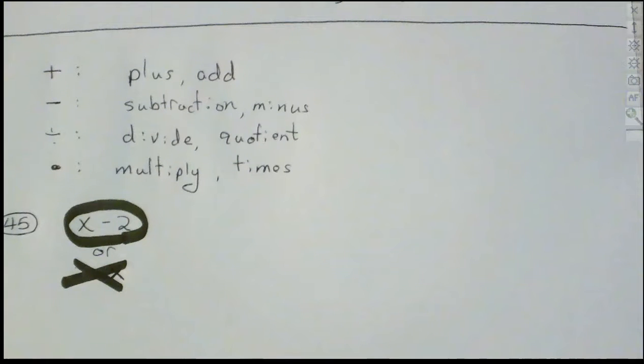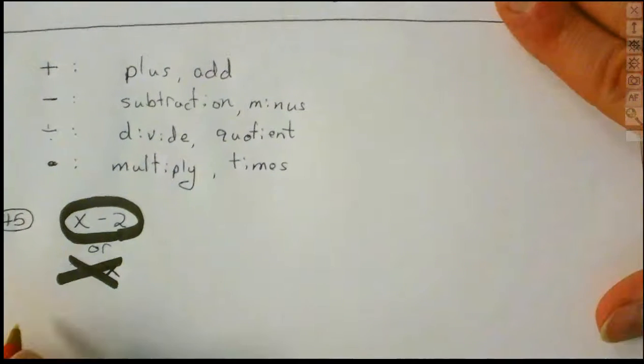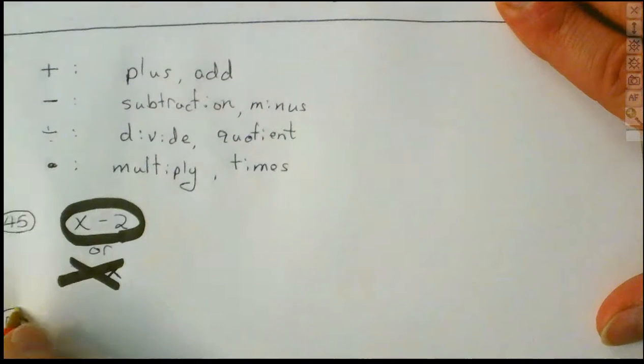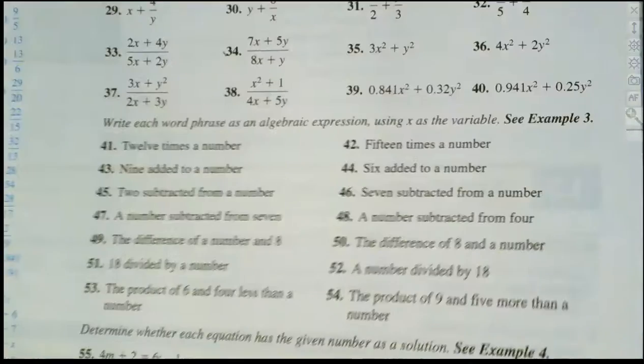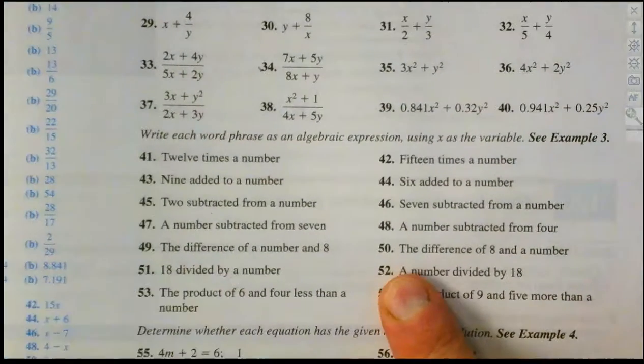Does that make sense? Okay? When you subtract, you put it at the end because order matters with subtraction. Let's look now at question 50. So I'll put question 50 up on the screen so we can read it, and then we'll come up with our answer. So question 50.